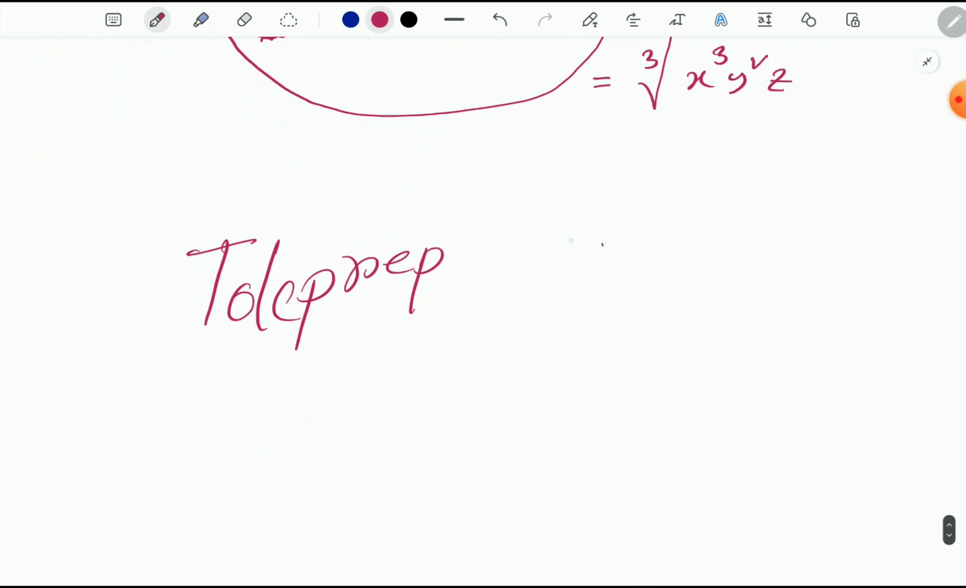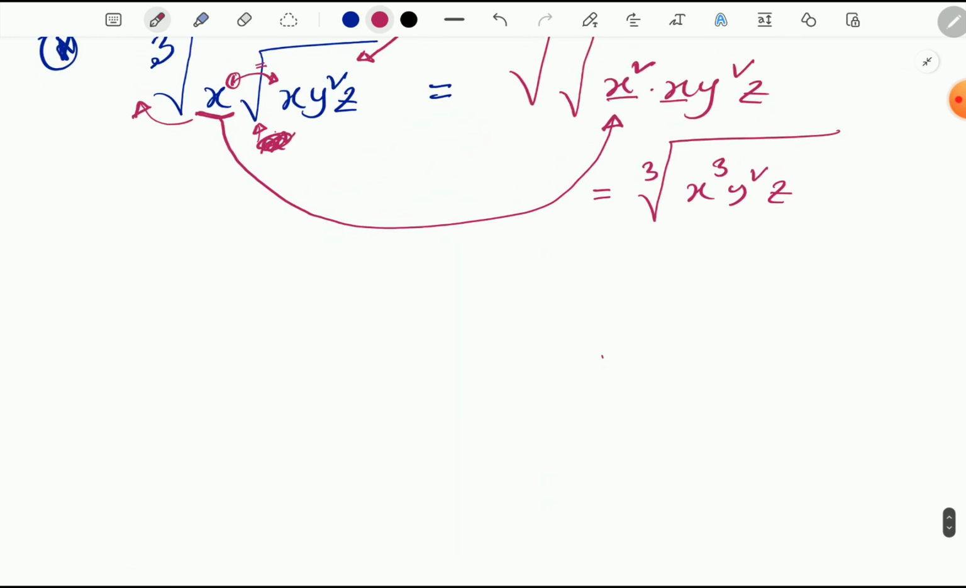Some brilliant or very curious student, if they want to go further, yes, further is also possible. You can write cube root of x cube, cube root of y squared z, and you can say x times cube root of y squared z. Yeah, this is also a correct answer.